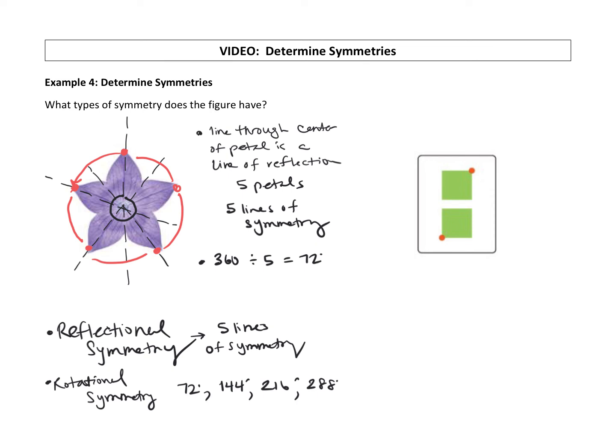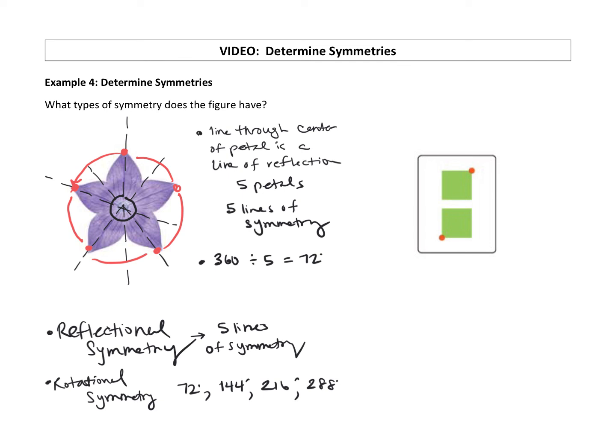Okay, next example, we have whatever this random thing is. These points are part of the figure. So if I were to draw a line through the middle of it, is this top part mapping onto the bottom part? Well, yeah, this part would map onto itself here. The green square would map onto the green square, but would the red dot map onto itself? And we can see there's no red dot right there. So that line of symmetry would not work.